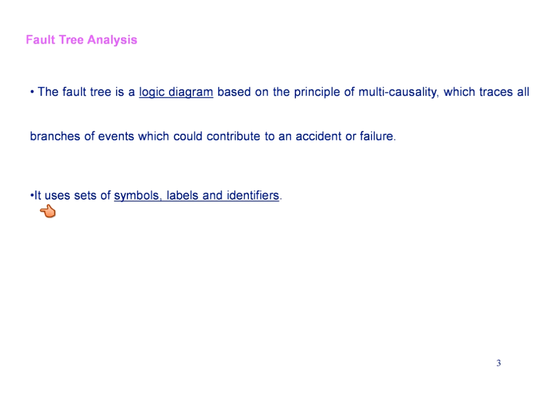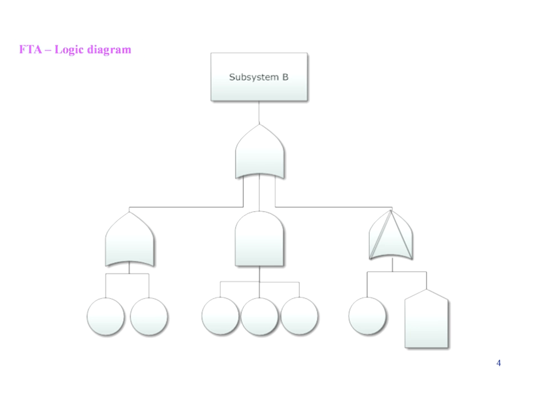This fault tree analysis uses sets of symbols, labels, and identifiers. So when we are using fault tree, we are mainly depending on the symbols, labels, and identifiers. Now I am going to tell you what symbols we are using in fault tree analysis. So this is the general outline of how a fault tree looks.